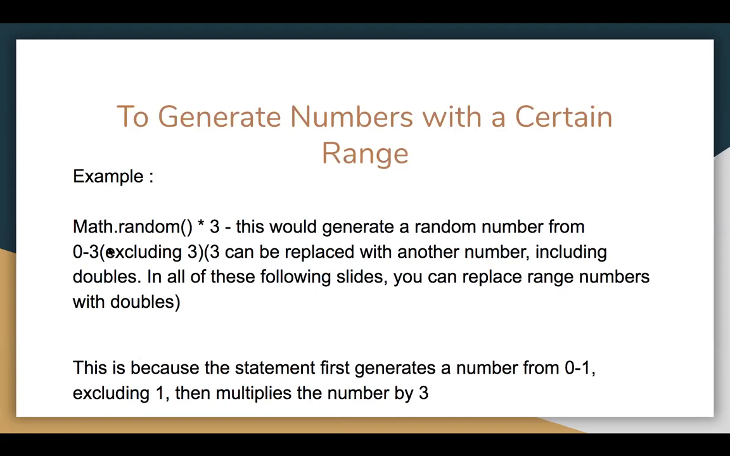So why this statement does what it does, generating a random number from 0 to 3, is because the statement first generates a number from 0 to 1, courtesy of this math.random. So it first looks at this and generates a random number, excluding 1. But then it multiplies the number by 3, signified by this times 3. So that's why the range goes from 0 to 3 now.